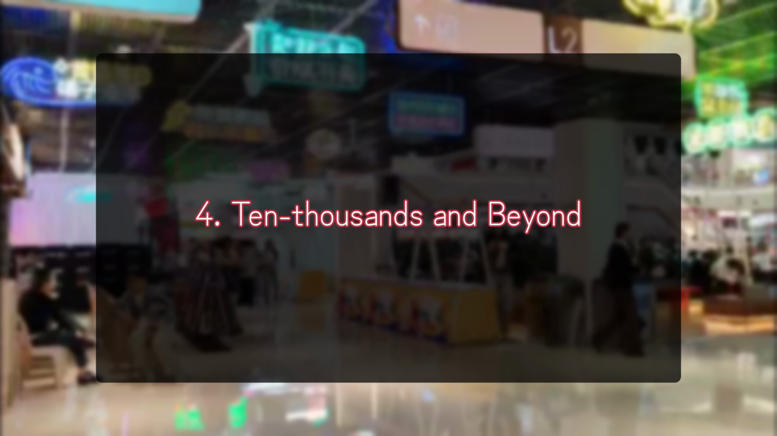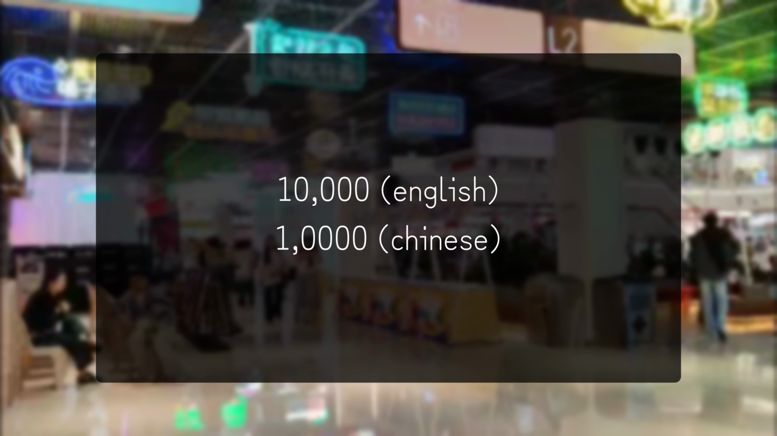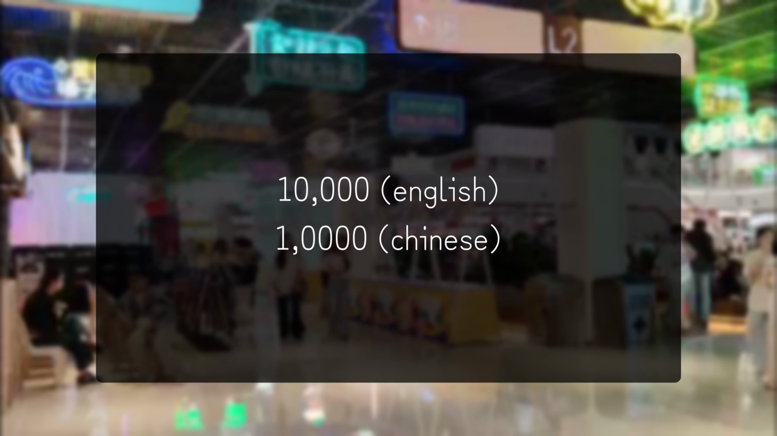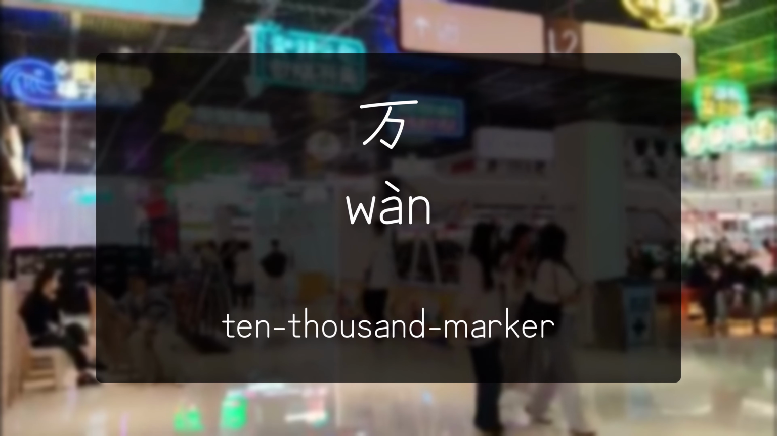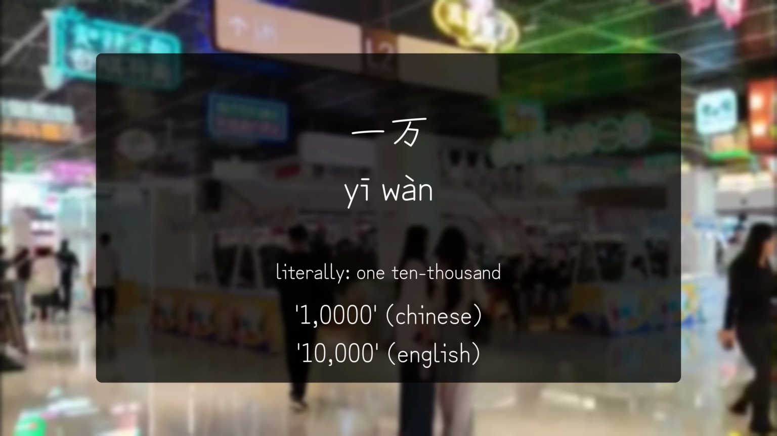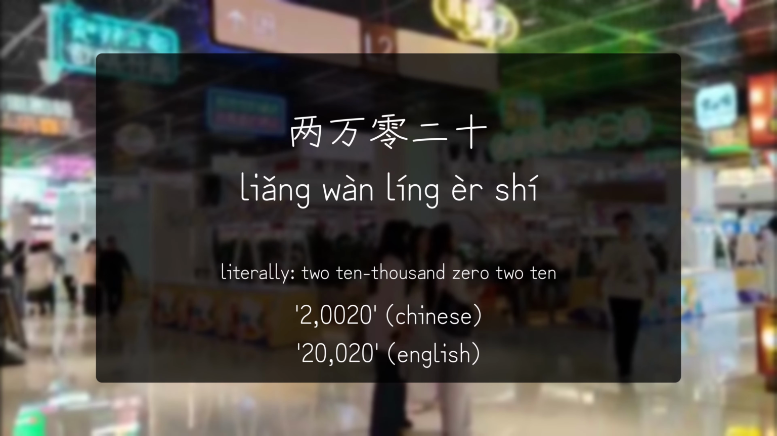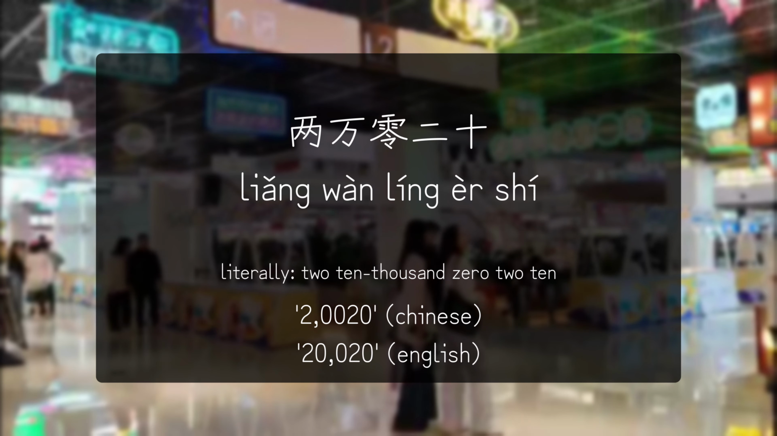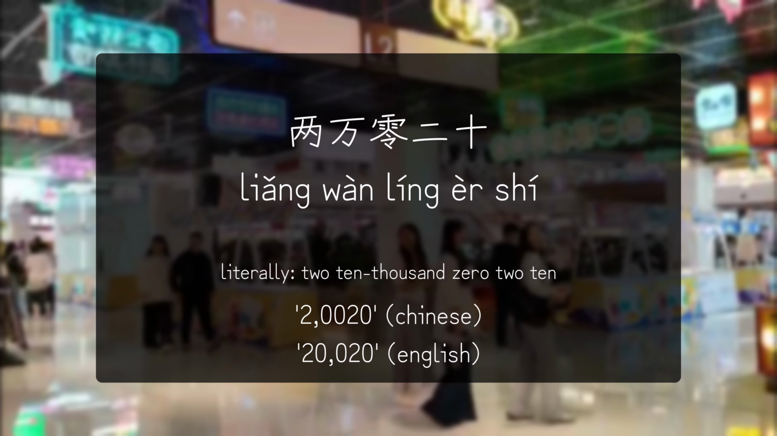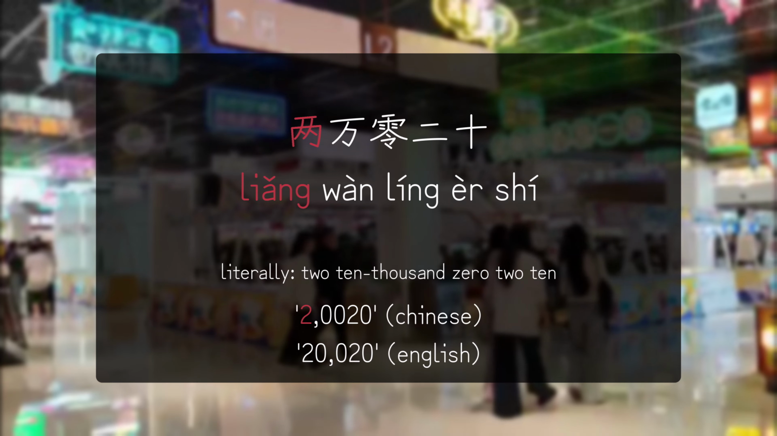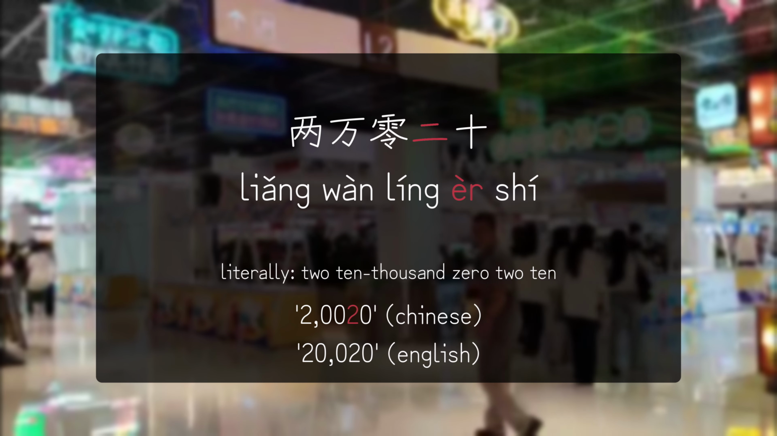Here is something unique about Chinese. In English, we group numbers by 3 digits, but in Chinese, numbers are grouped by 4 digits. So in addition to 1000, Chinese has a 10,000 marker, 万. The number construction works exactly the same. 10,000 is 一万. 20,020 is 两万零二十. Notice here again, we use 两 for the larger unit and 二 for small unit.